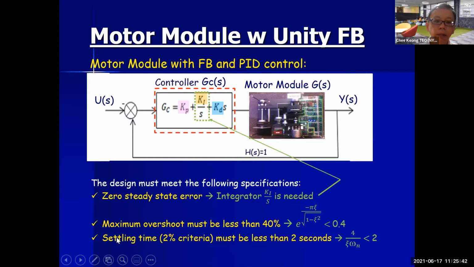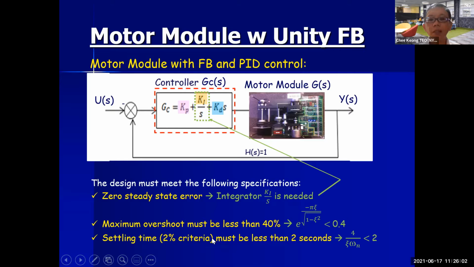And it also wanted this last specification: settling time for the 2% criteria, not 5%, must be less than 2 seconds. Okay, the formula for the 2% criteria is 4 over zeta omega n. It must be less than 2. So we can basically set up these two equations.